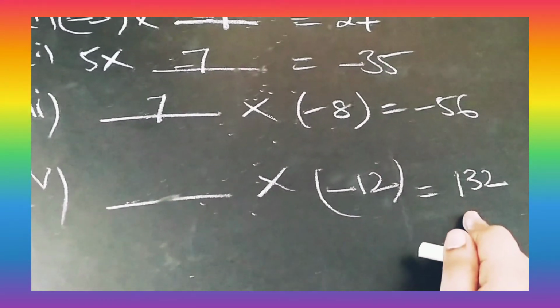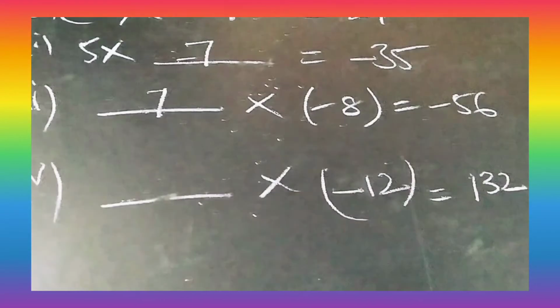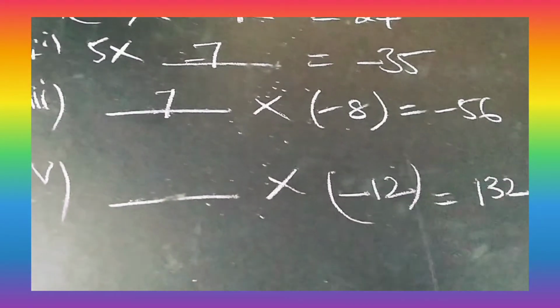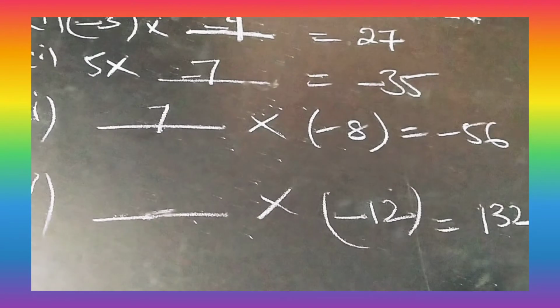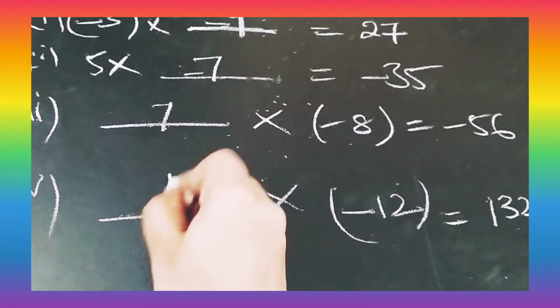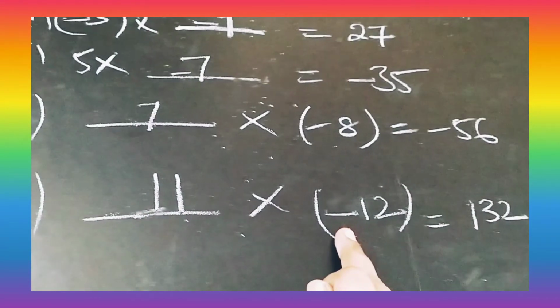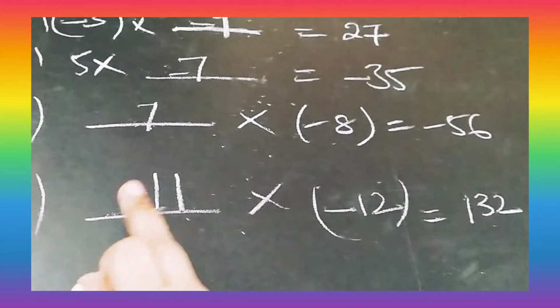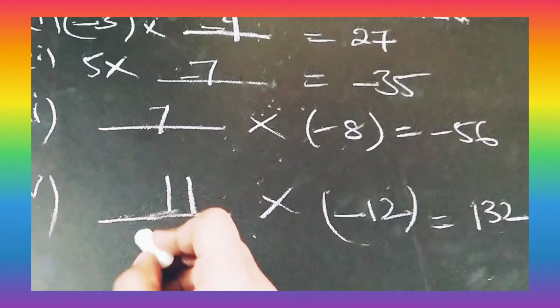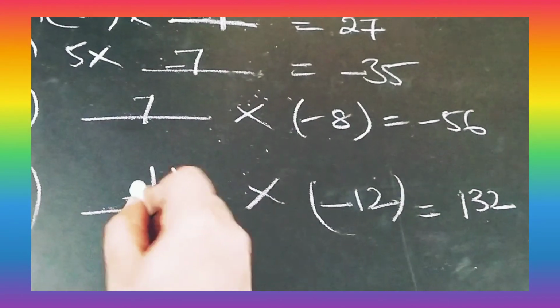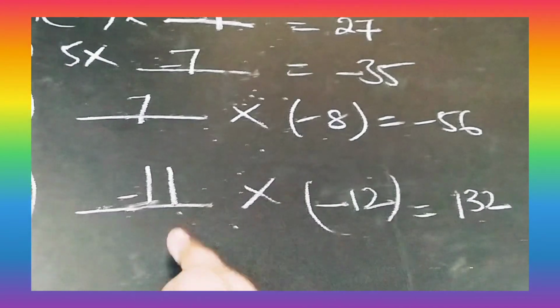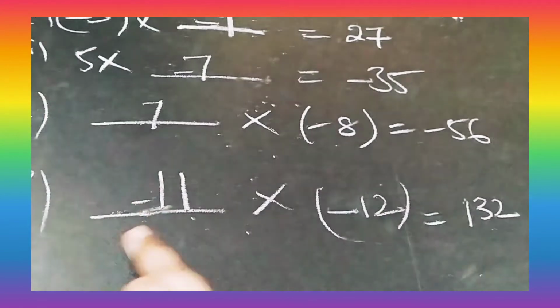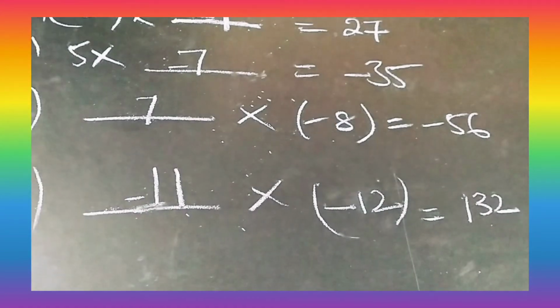So here 132 is there. How many times does this 132 go in the 12 table? It goes 11 times. 11 times means here minus is there. So again what you have to do here? Here plus is there. Here minus is there. So you have to keep here one more minus. Minus 11 into minus 12. 11 12s are 132. Minus into minus is plus.